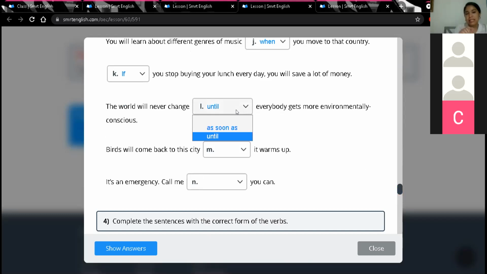In this case, in the first clause, you have a negative. The world will never change until everybody gets more environmental. It would be: the world will change as soon as everybody gets more environmental. You have to have it positive in order to use as soon as. Okay. Letter M, Manuel.